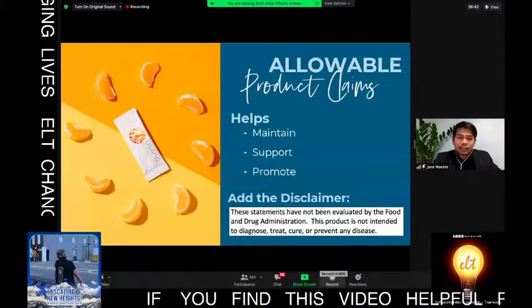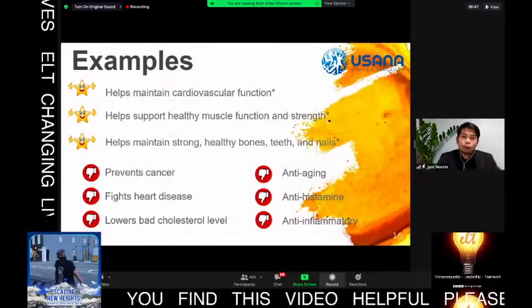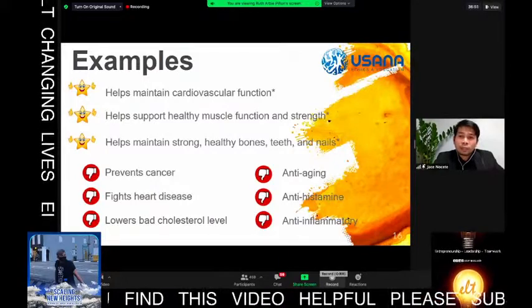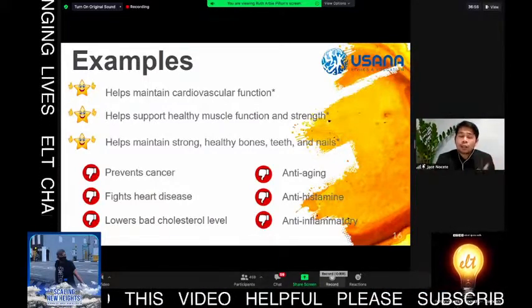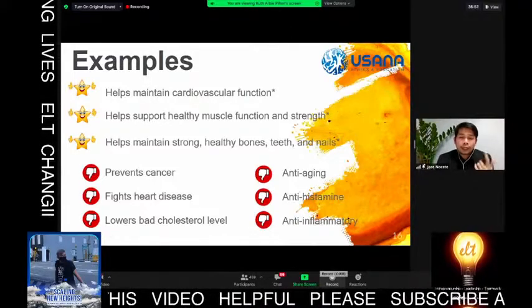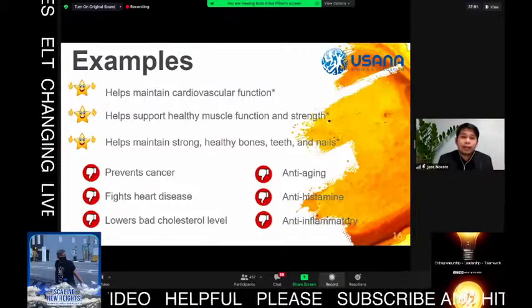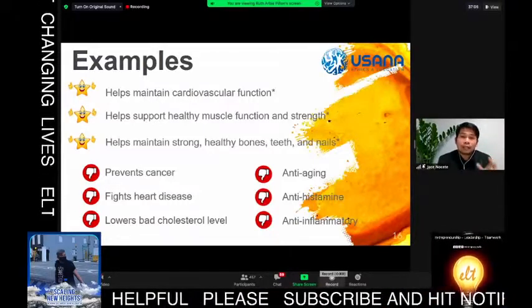So on the next slide, you will have several examples on how you should be promoting the products. So example dyan, those that have stars are the ones that are actually allowed. So helps maintain cardiovascular function, helps support healthy muscle function and strength, helps maintain strong, healthy bones, teeth, and nails.